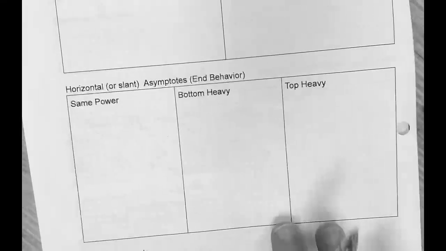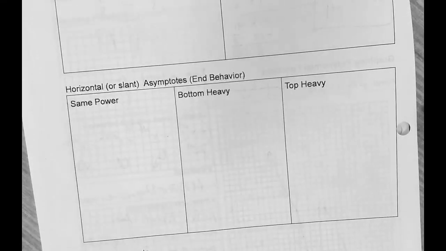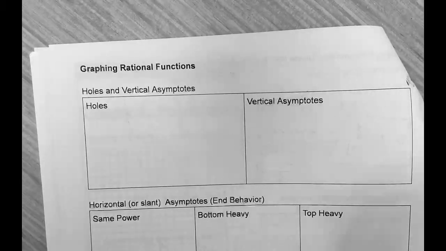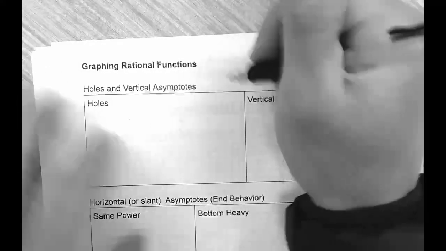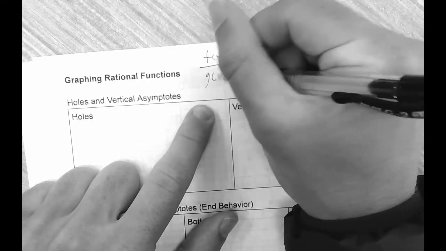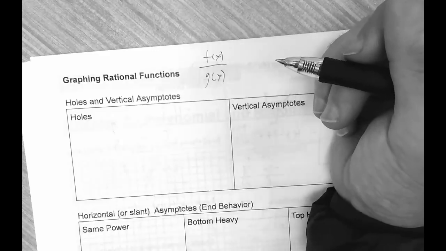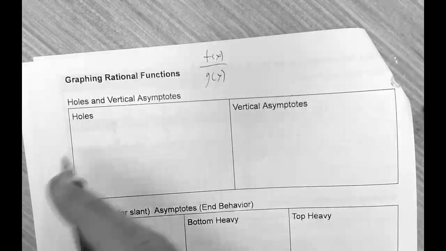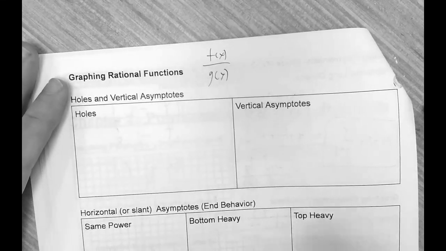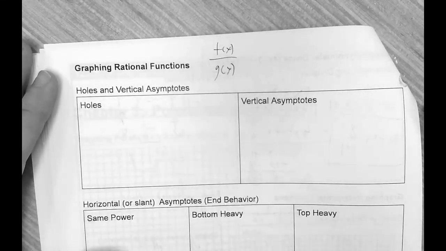Rational functions. So, rational functions, these are fractions, right? We have some polynomial on top and some polynomial on bottom. That makes it rational. Let's start with holes and vertical asymptotes. So these happen when you have the same factor top and bottom.